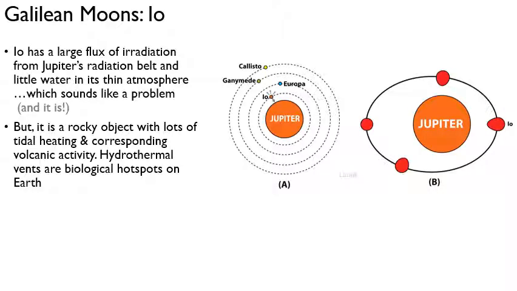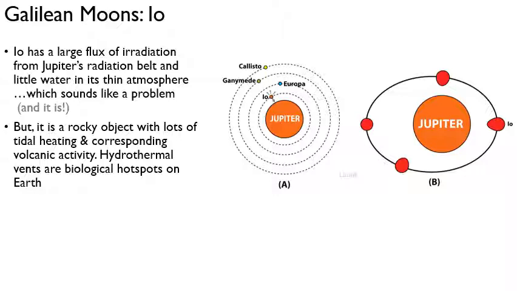But in its favor, it's a rocky object, so it's not an ice moon like the others. There's a lot of tidal heating because of where it's located with respect to Jupiter and the other Galilean moons, and that's what causes quite a bit of volcanic activity. So it's the most volcanically active object in the solar system.